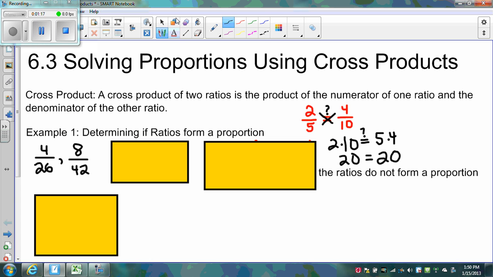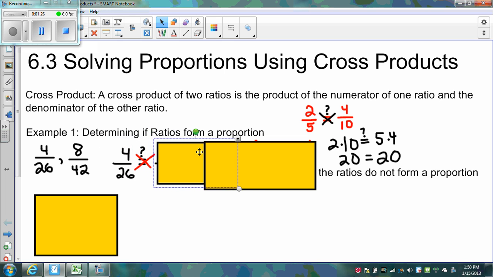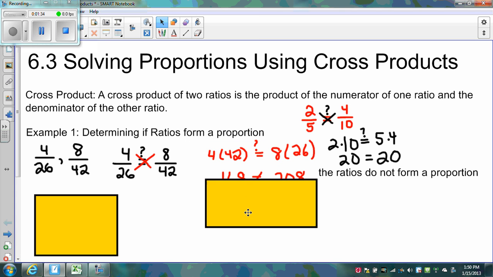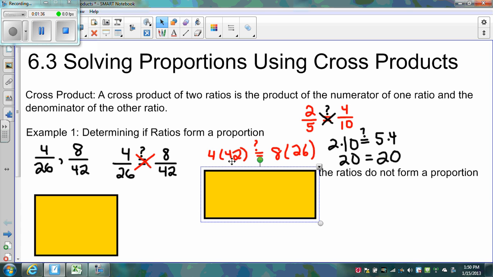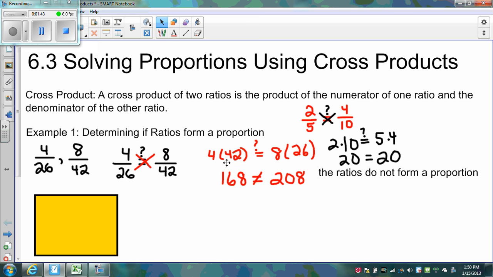So here, determine if the ratios form a proportion. So if we have 4/26 and 8/42, we want to figure out, are these ratios equal to one another to form a proportion? Would it be true to set them equal to each other? So we want to know, do they equal each other? And then we're going to do the cross product to find out. So we have 4 times 42 equals 8 times 26. We're not sure if this is true. So then we multiply it out. We get 168 equals 208, which is not true. So these two ratios do not form a proportion.